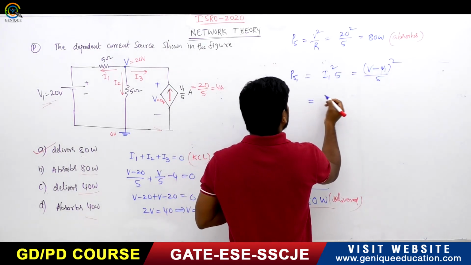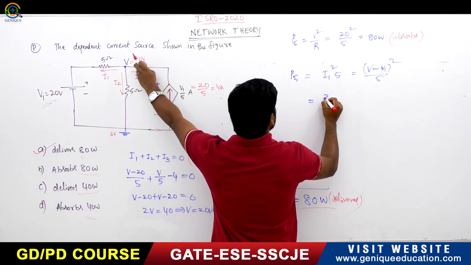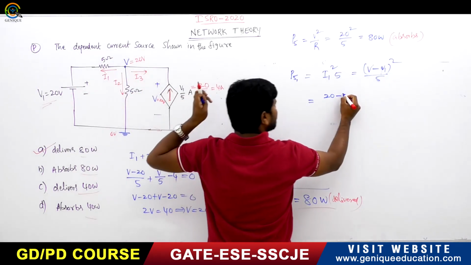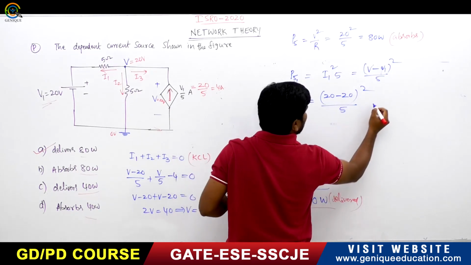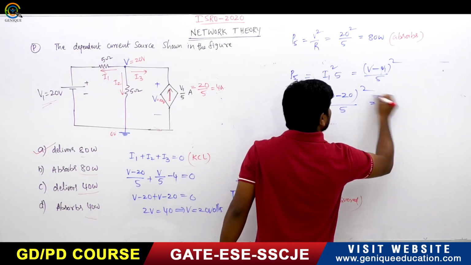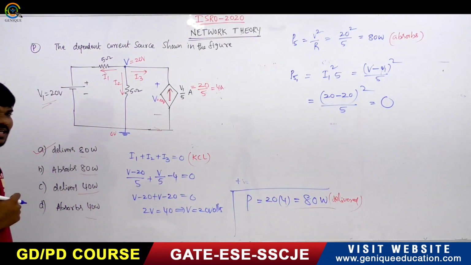What is I1 square? Already you know what is this? V. It is 20 minus V1 is how much? It is 20 whole square divided by 5. So what is this? It is equal to 0. It is equal to 0. So what is the meaning of this?